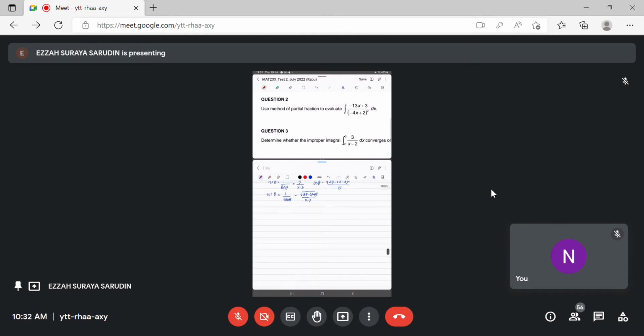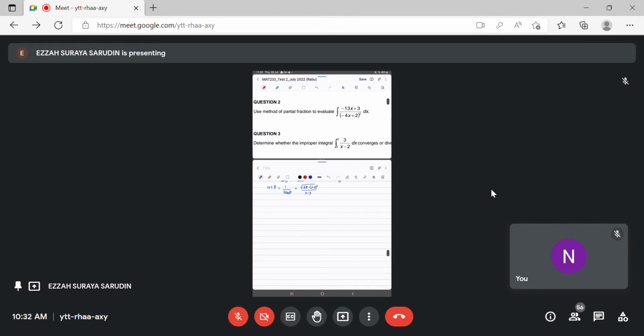Okay. So, PFD lah. Okay, use method of partial fraction to evaluate the negative 13x plus 3 over minus 4x plus 2 squared. Okay. Bila you nampak perkataan PFD, your first step is you need to check either the given function is it proper or improper. That is your first question. Okay, itu adalah soalan yang pertama sekali yang korang kena jawab dalam diri you.